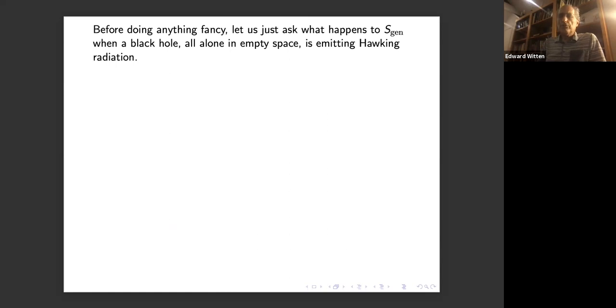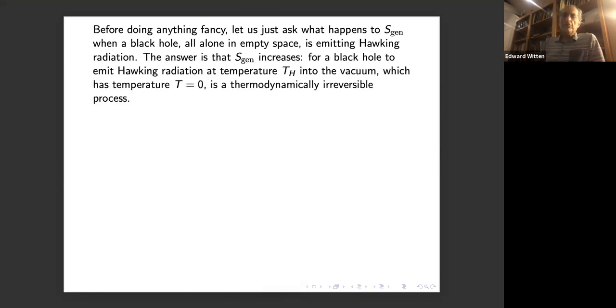Now, two of you 2 days ago asked basically versions of the same question, which is: when a black hole is emitting Hawking radiation, so its area goes down, is the generalized second law satisfied? So before we do anything fancy, let's consider that special case. A black hole is all alone in empty space, emitting Hawking radiation. Is the generalized second law satisfied? Well, the answer is that S-gen is increasing. For a black hole to emit Hawking radiation at temperature T Hawking into the vacuum, which has temperature T equals 0, is a thermodynamically irreversible process that increases the entropy.